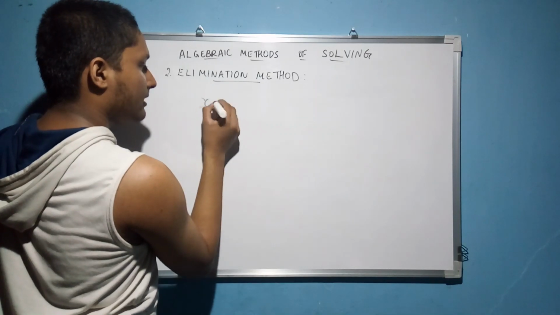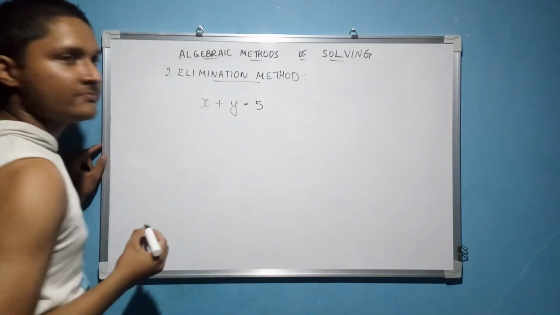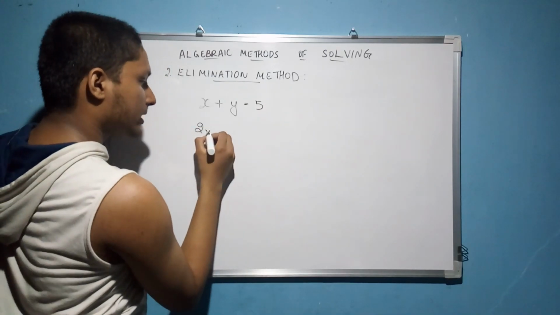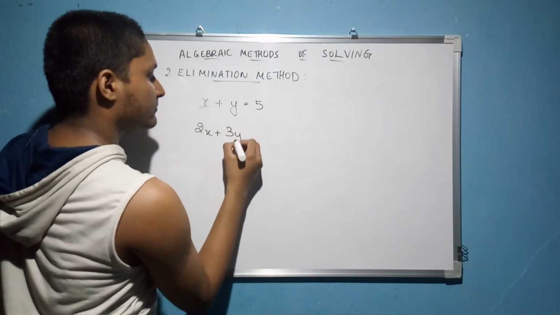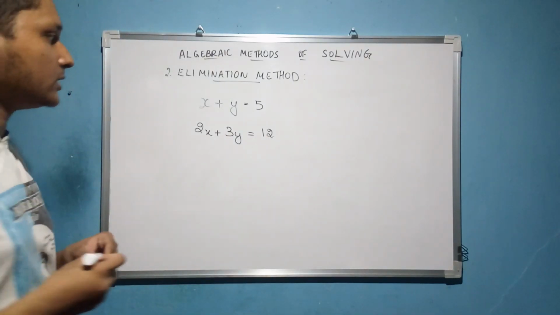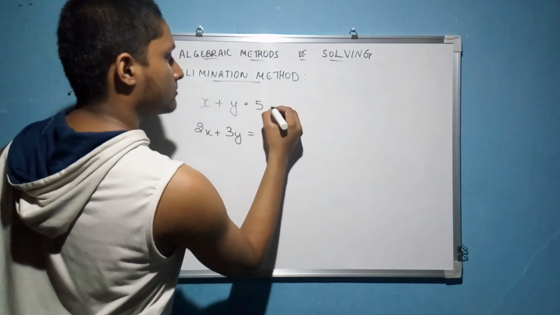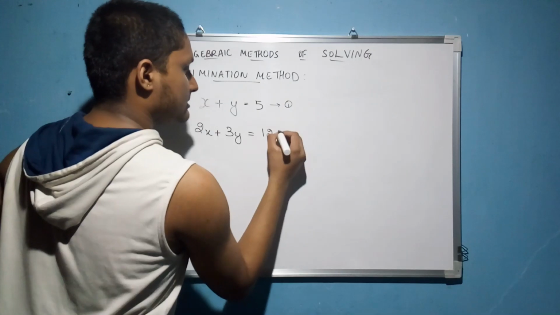So now we have x plus y is equal to 5 as one of the equations. The second equation is 2x plus 3y is equal to 12. This is the first equation, this is the second equation.